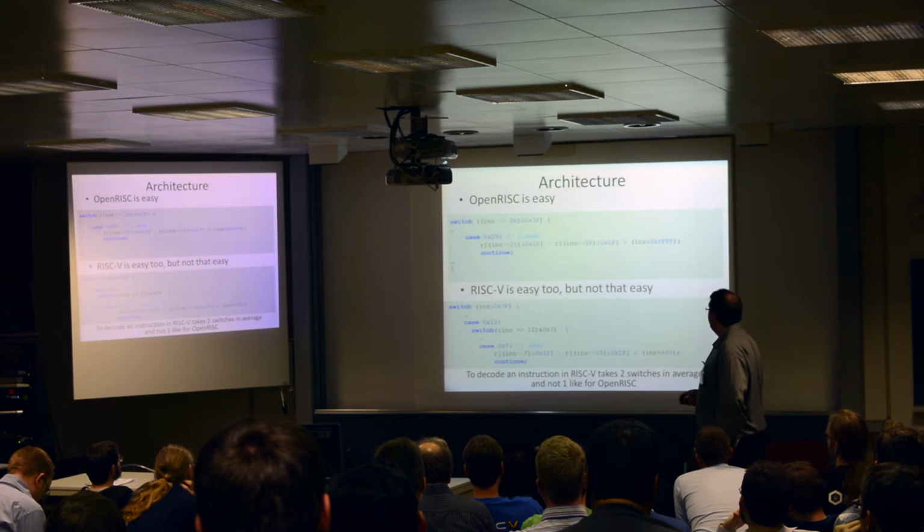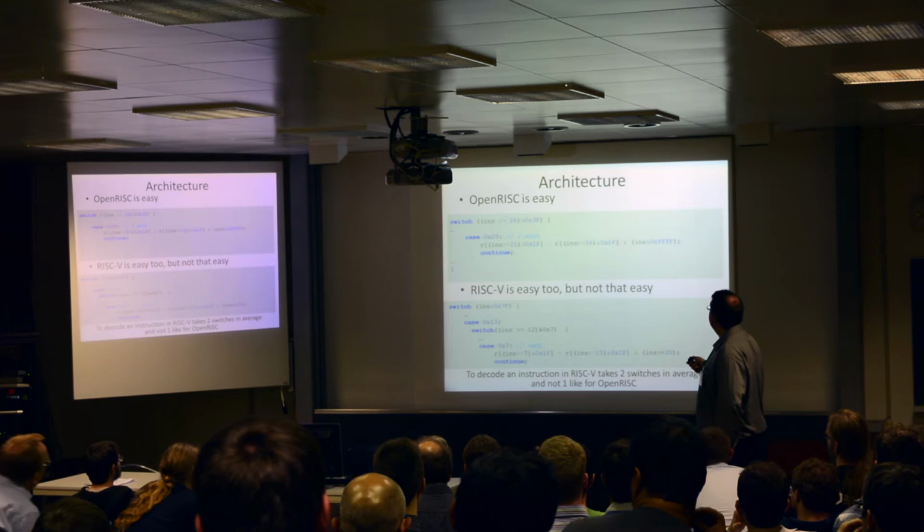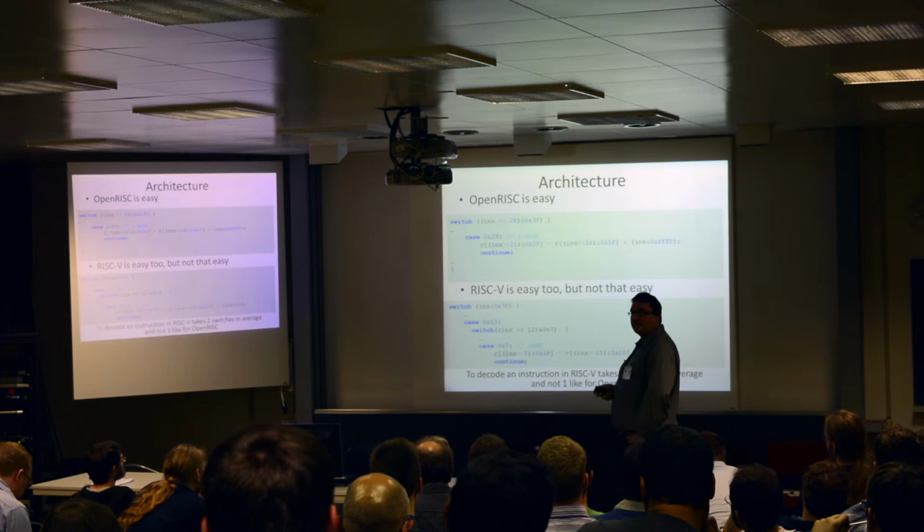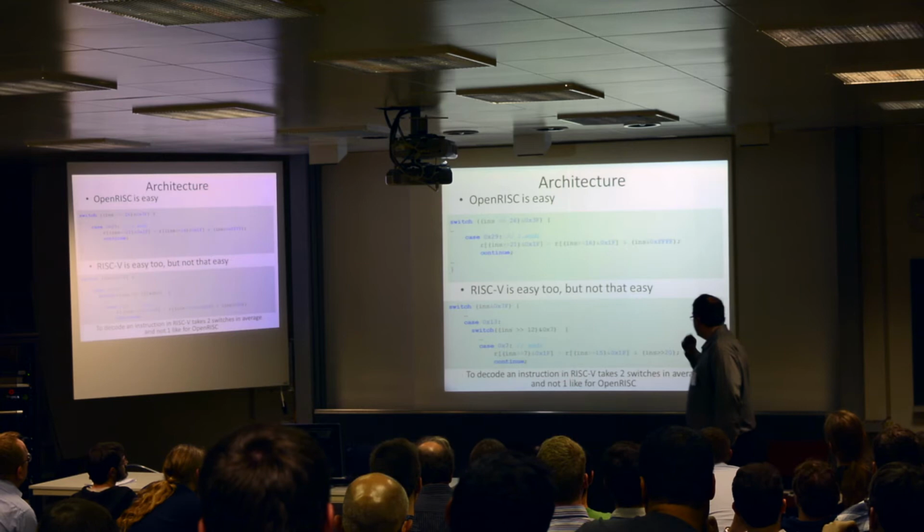So this is OpenRISC: you have your one switch case. Case 29 is immediate AND, and we have just this code here. For RISC-V at the moment, we have one switch and then a second one, so we have to jump two times, and I think this is the reason why it's slower. I can solve this, but it takes some time.